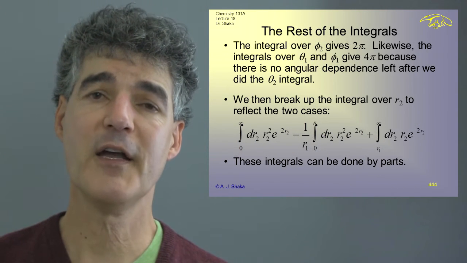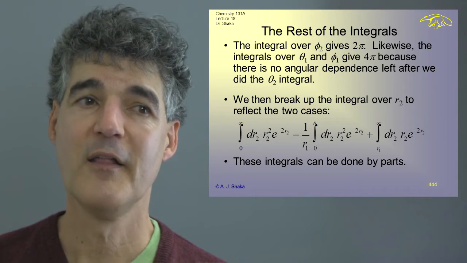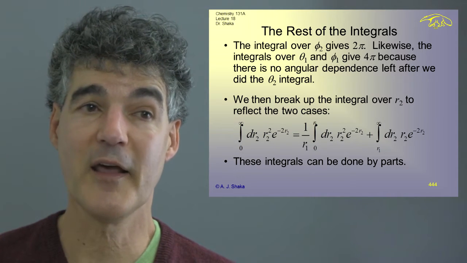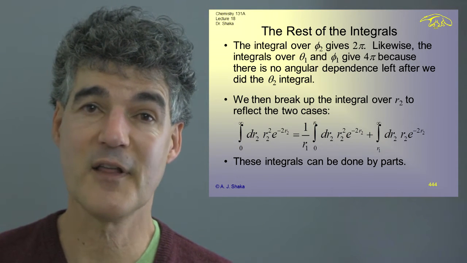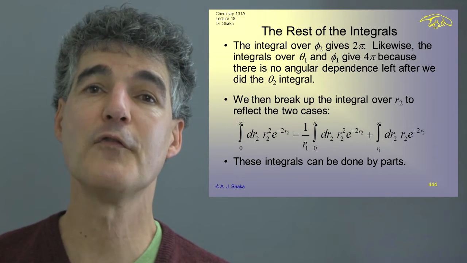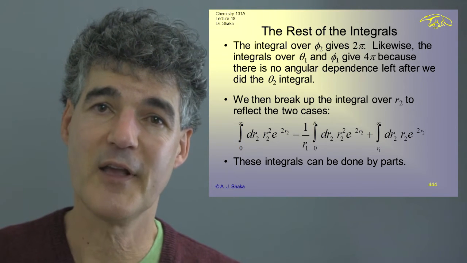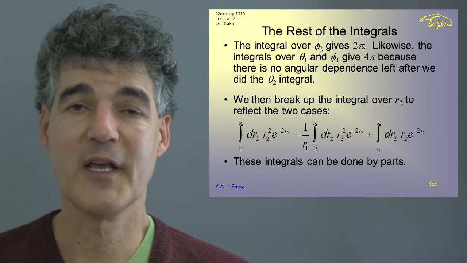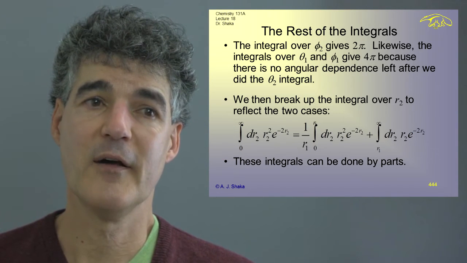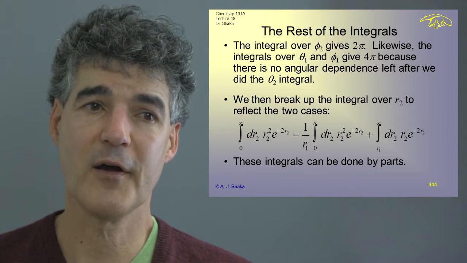The integral over phi 2 gives 2 pi. Big deal. Nothing to do there. The integral over theta 1, there's no theta 1 left. Theta's gone. It was theta 2. And phi 1 just gives 4 pi like it always does, because 4 pi is the angular extent of the spherical coordinates. And so there's nothing else there to do except the radial part.